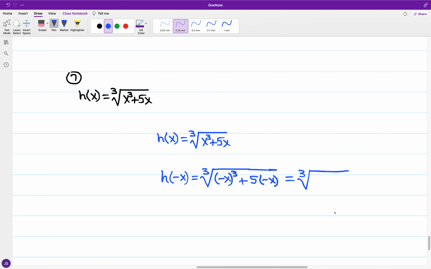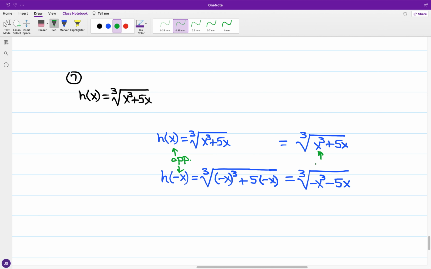And for the cube of negative x, we have negative x cubed minus 5x. See how this lines up with h of x as the cubic root of x cubed plus 5x. Again, with the inputs, these are opposite sign.